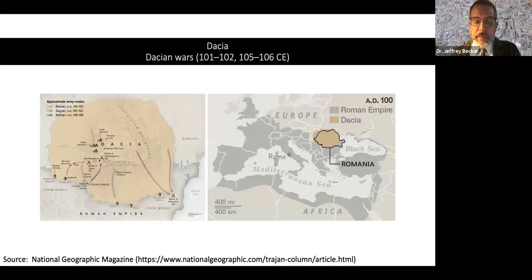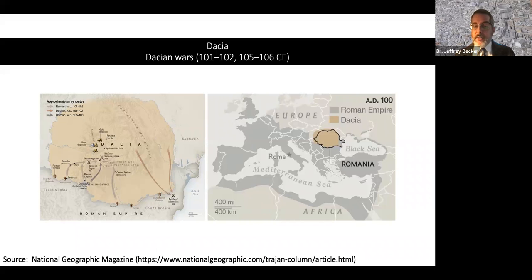The accomplishments that are celebrated in the Forum and Column of Trajan are, though, in fact, largely not civic accomplishments, but military accomplishments. A series of wars that we call the Dacian Wars, fought in two segments, between 101 and 102, and then again 105 to 106, essentially sees the military annexation of a new province called Dacia, thus Dacian Wars, that's more or less coextensive with what's now the modern country of Romania.